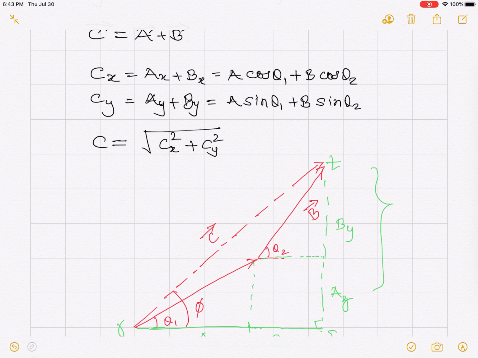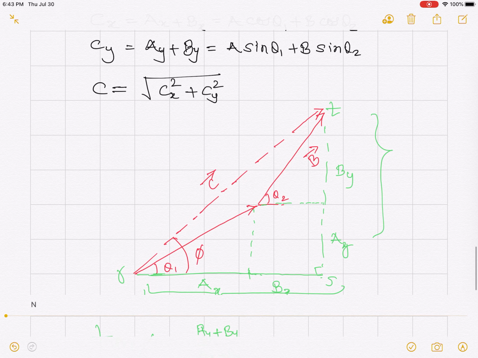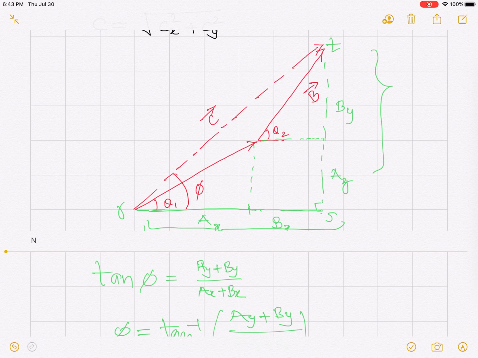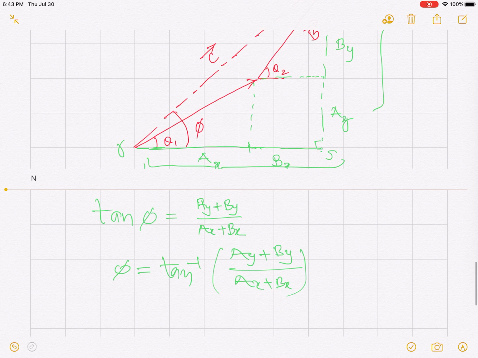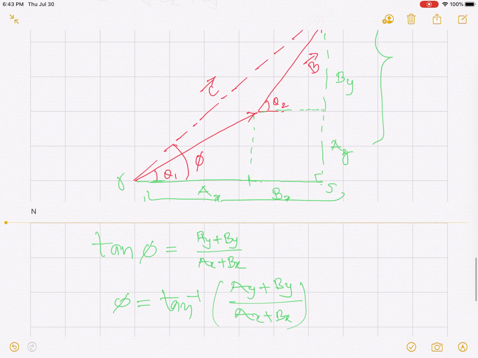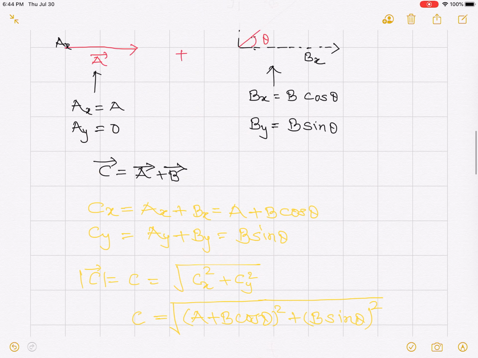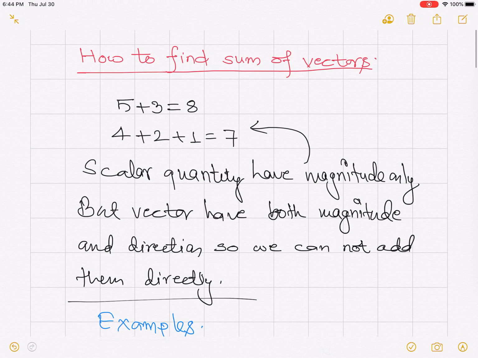Similarly, you can add more than two vectors. You just need to find the x component and y component. Add x components to x components, y components to y components, and take the square root of the sum of squares to get the magnitude, and find the angle using this geometry. You can draw this geometry anytime, so that you do not need to remember any formula.